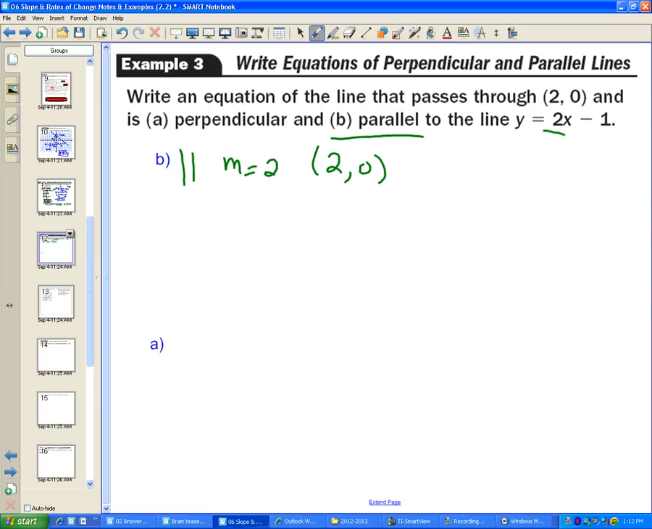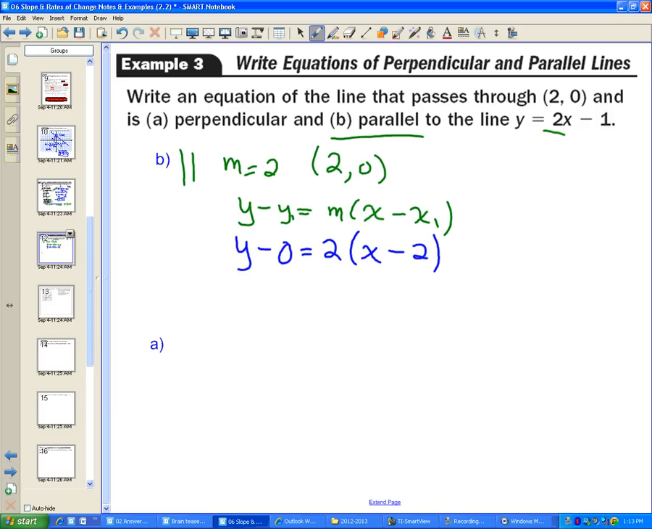I'm going to use point-slope form. y minus y1 is equal to m times x minus x1. So I plug in what I know. My y1 is 0. My m is 2. My x1 is 2. So y minus 0 is y. Distribute the 2. 2 times x is 2x. 2 times negative 2 is minus 4. There's my final answer.